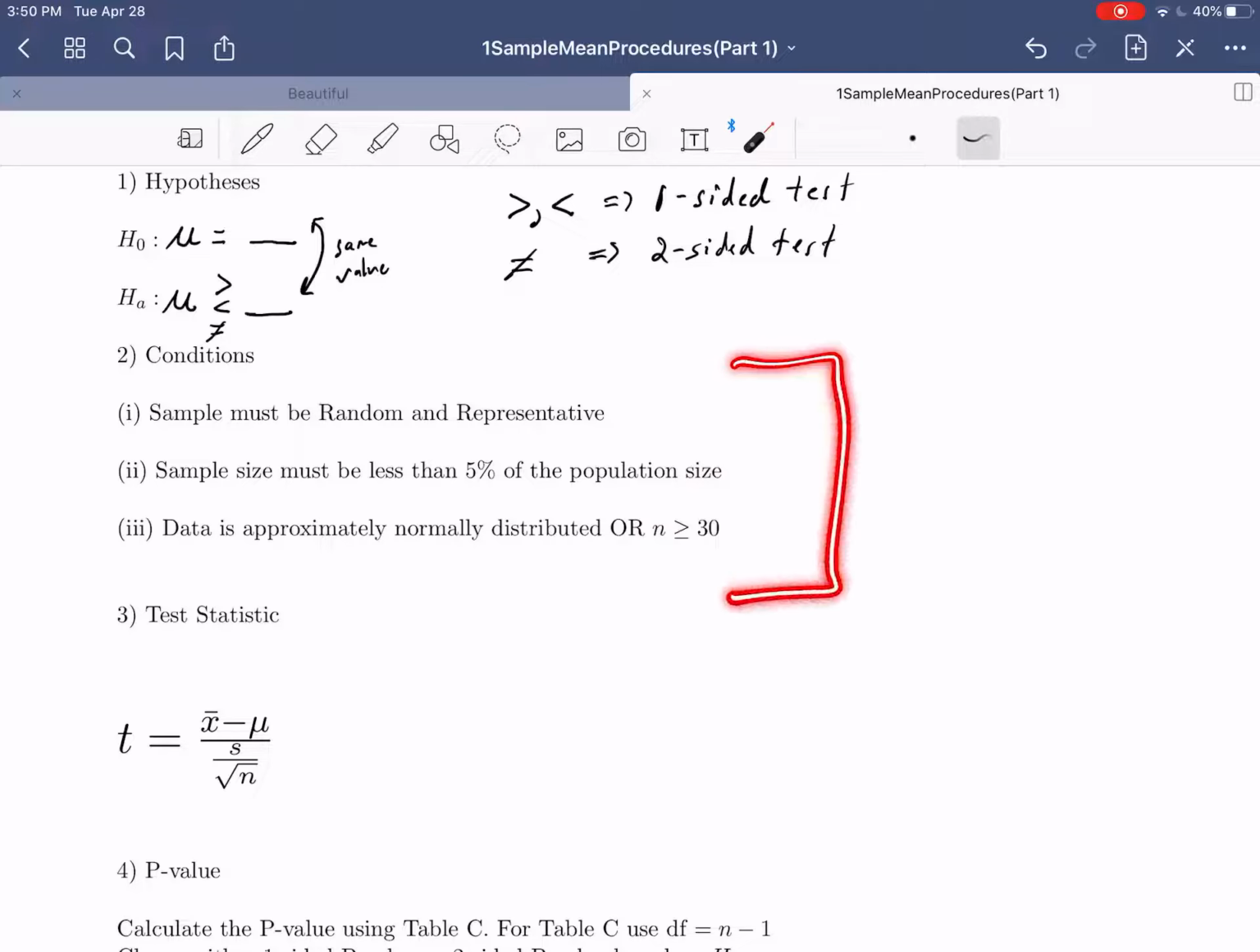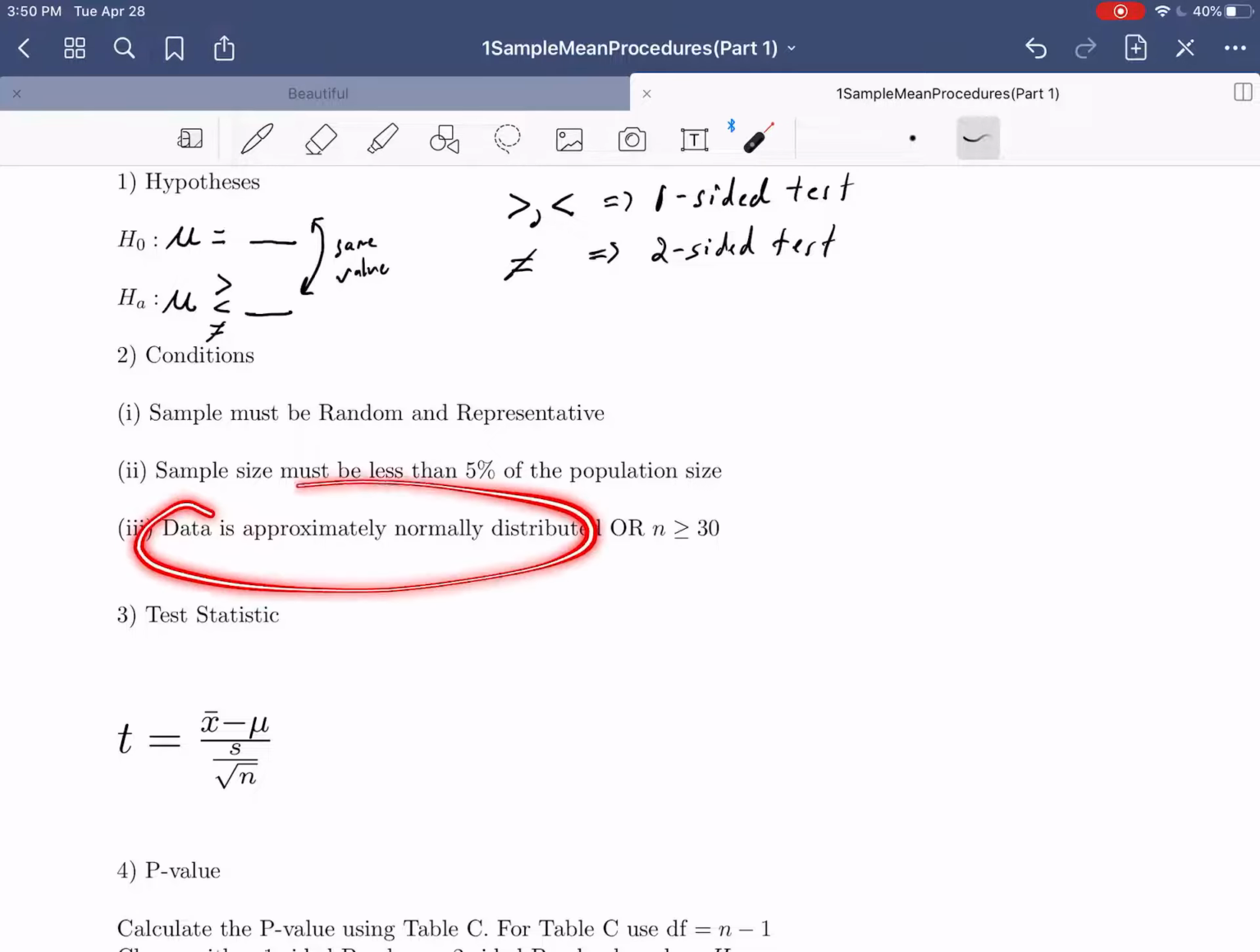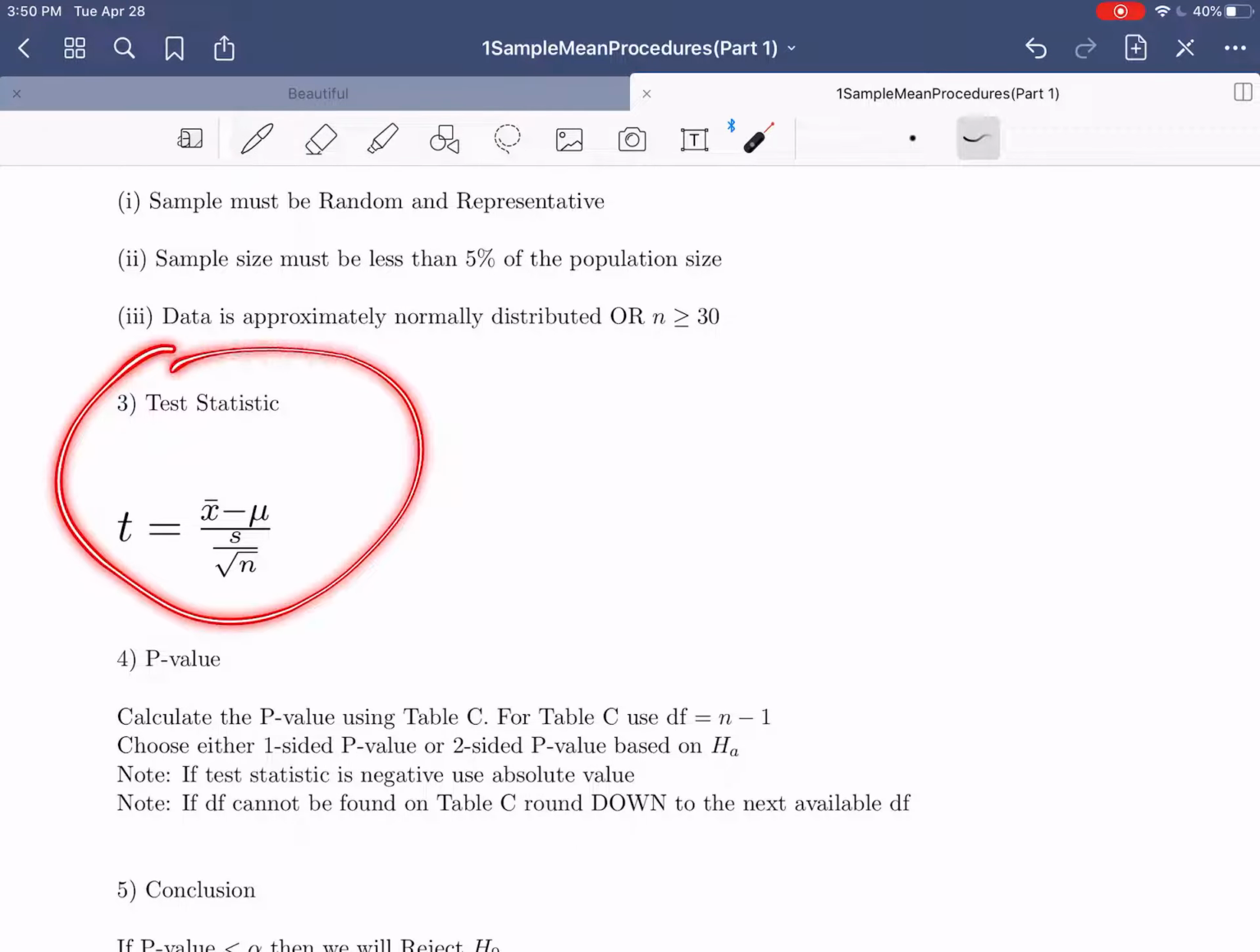So there'll be 3 conditions we'll need to check each time. First, that it's random and representative. Second, that the sample is less than 5% of the population size. And third, that the data is either approximately normal or that our sample size is greater than or equal to 30. Once we've checked those conditions, we'll move on to our test statistic.